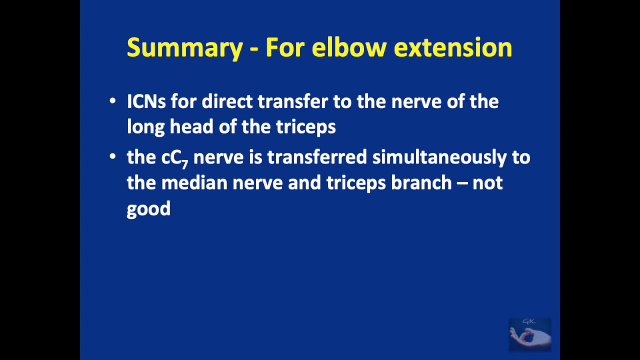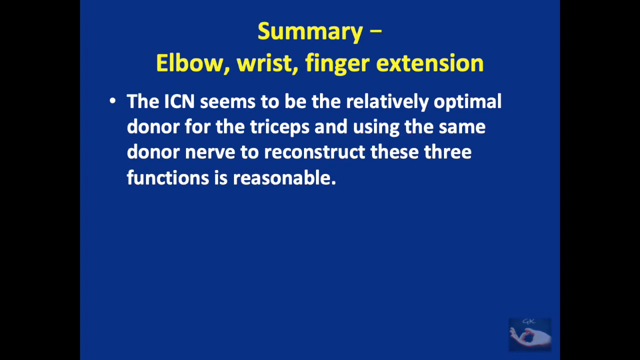For elbow extension, either intercostal nerves for direct transfer to the nerve of the long head of the triceps or the contralateral C7 can be used when it can be transferred simultaneously to the median nerve and the triceps branch. But since this nerve transfer does not neurotize synergistic muscles, it may not be very effective. As far as elbow, wrist and finger extension are concerned, the intercostal nerve seems to be the relatively optimal donor for the triceps, and using the same to reconstruct these three functions is quite reasonable and effective.